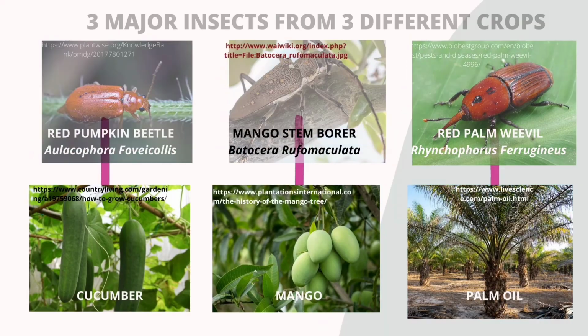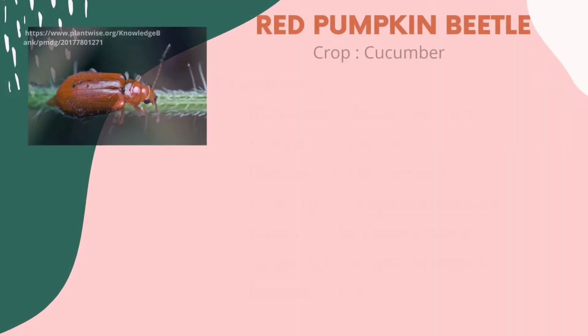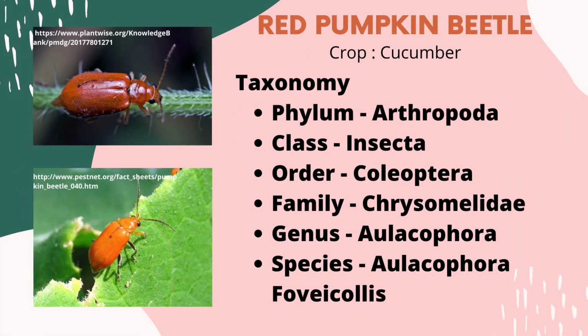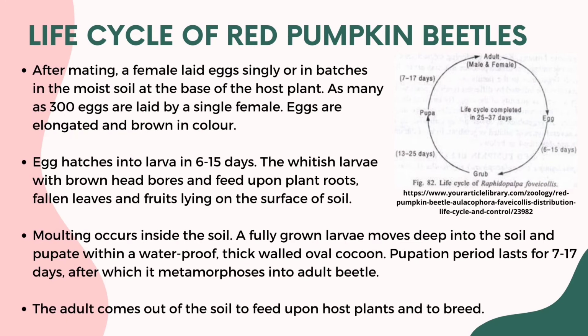For the red pumpkin beetle, this is the taxonomy of it. The phylum is Arthropoda, the class is Insecta, and the order is Coleoptera, which have their own characteristics. This insect is from the family Chrysomelidae, the genus is Aulacophora, and the species is called Aulacophora foveicollis, like what I mentioned in the beginning. Now, let's move on to the life cycle of the red pumpkin beetle.